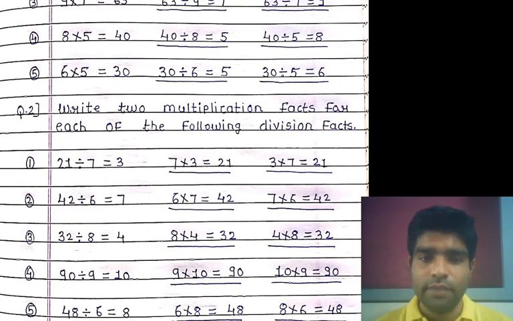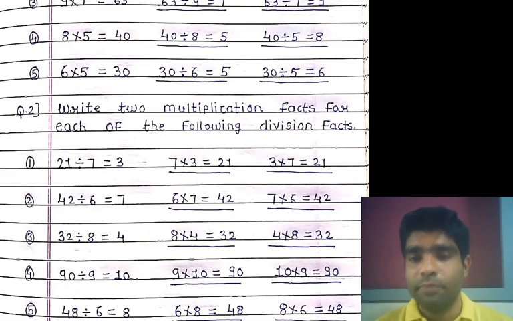Now the next example, the fifth one: 48 divided by 6 is equal to what? 8. Now we have to write down the two division facts. How can we solve the division facts? Listen here, it will be 6 multiplied by 8 is equal to 48, and the next one will be 8 multiplied by 6 is equal to 48.